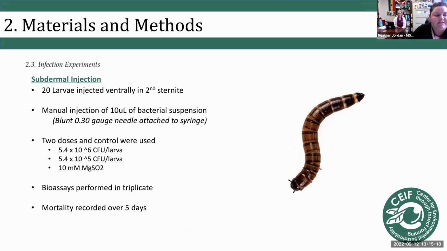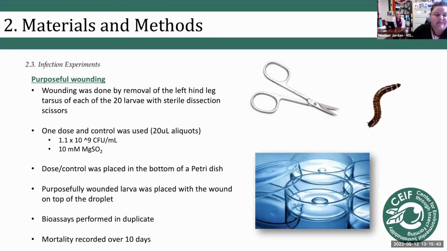Okay, the next one was the number 3, the subdermal injection. So a selection of 20 larvae were injected on the ventral side within the 2nd sternite. A manual injection of 10 microliters of bacteria, and then 2 doses and a control were used, a high dose, a low dose, and then a negative control. Bioassays, again, performed in triplicate, and the mortality was recorded over a period of 5 days.